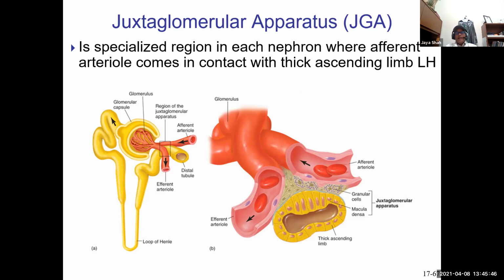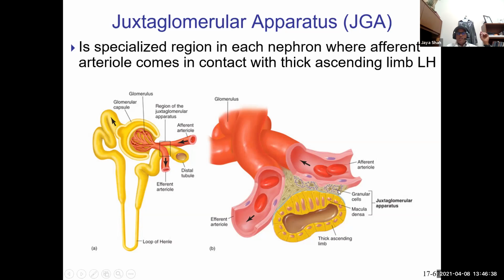Now JGA, juxtaglomerular apparatus. This is a special group of cells in the kidney which maintains your blood pressure. So among millions of nephrons, here is one nephron: glomerulus, glomerular capsule, PCT, loop, DCT. And when the DCT or ascending limb comes in contact with the afferent and efferent arteriole, in this area the wall of the afferent arteriole, the cells modify.